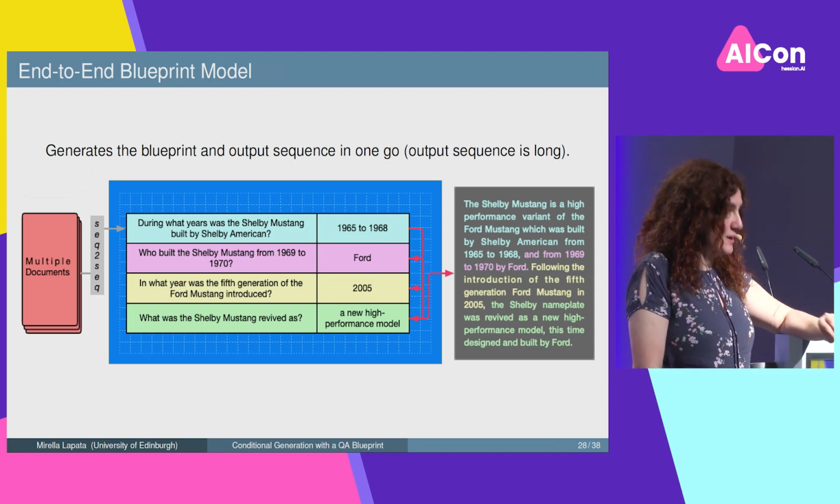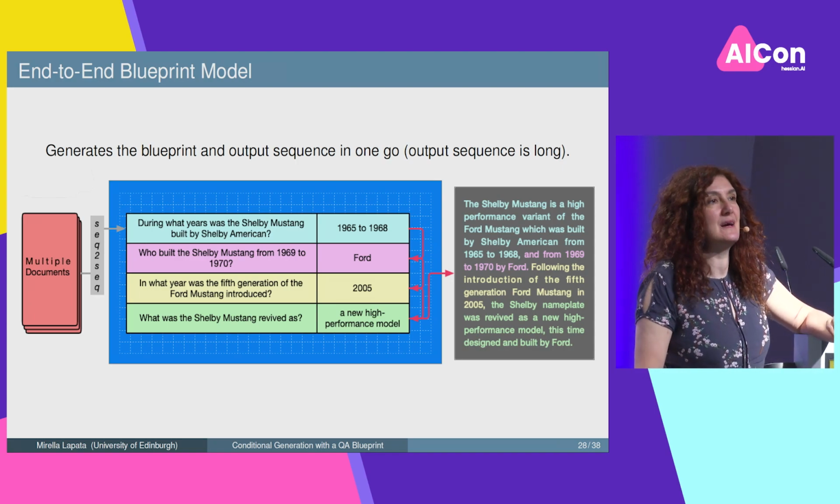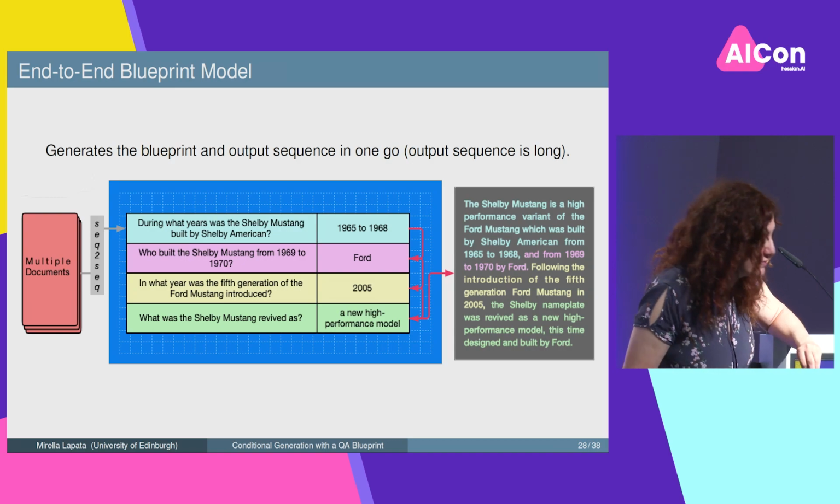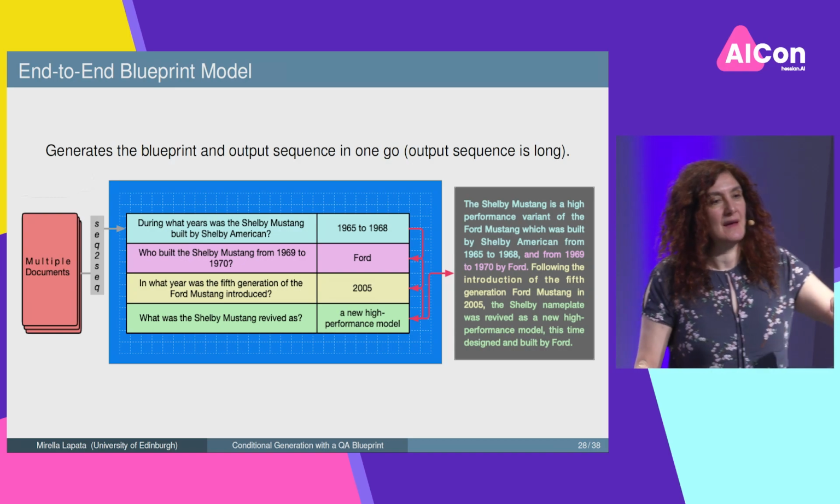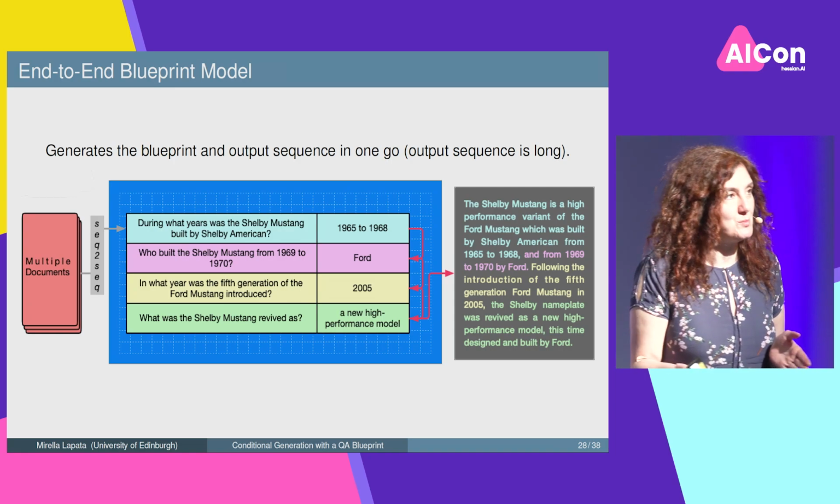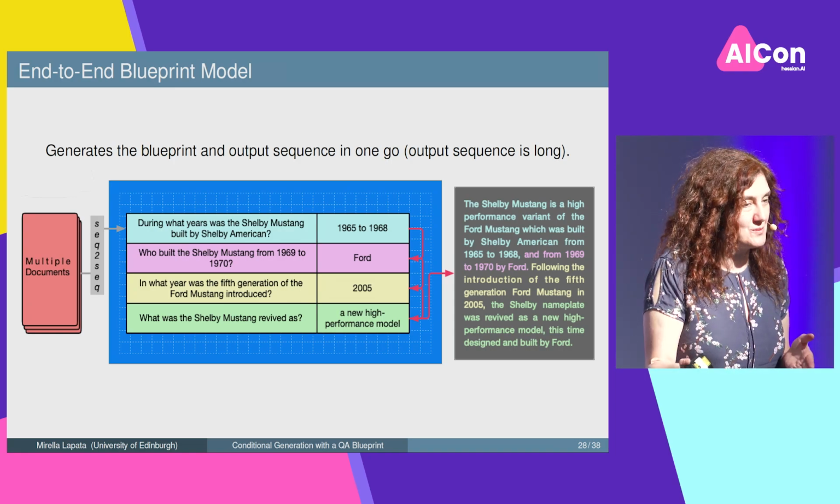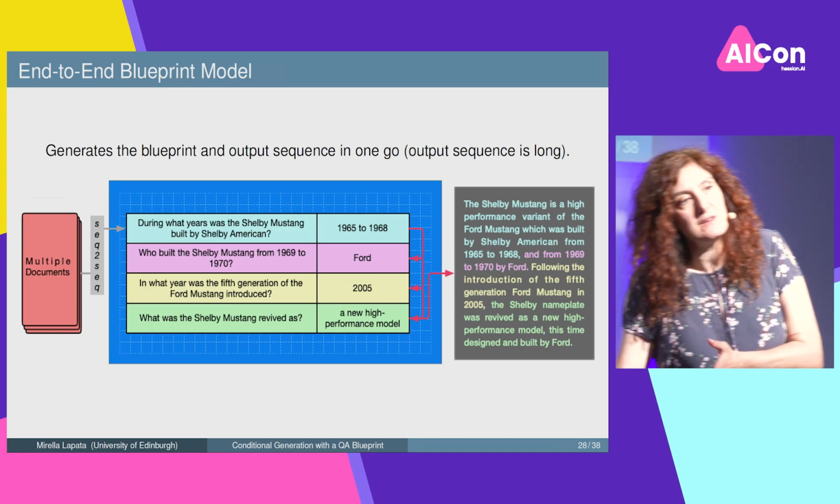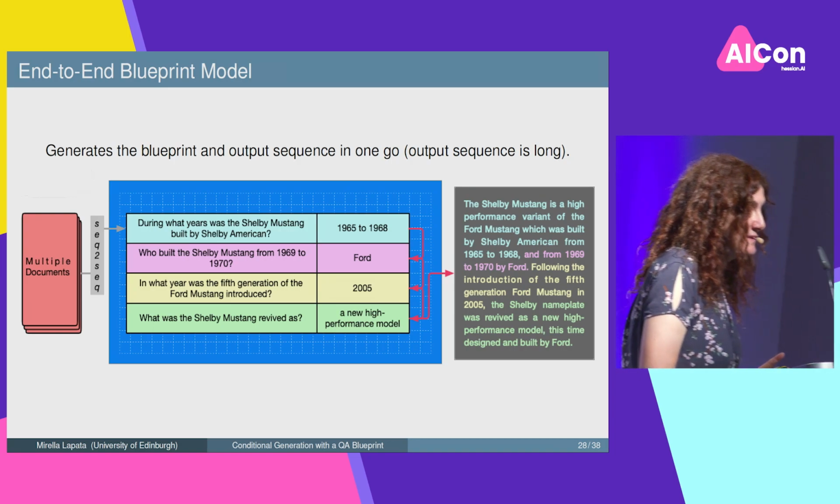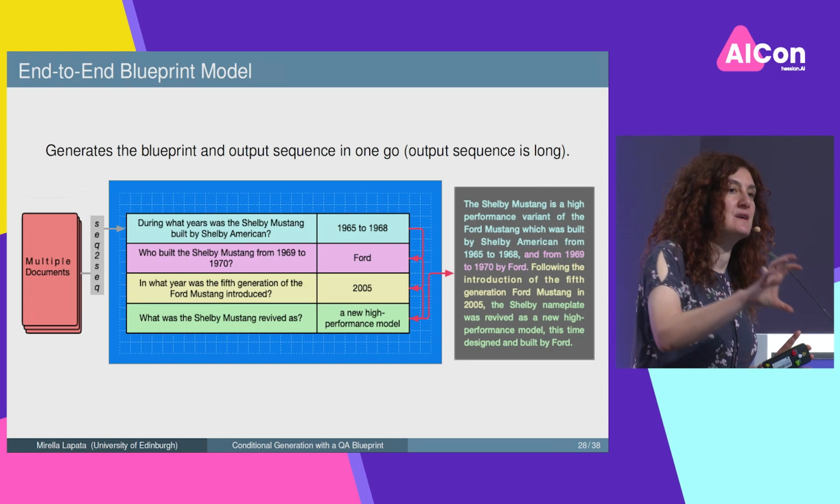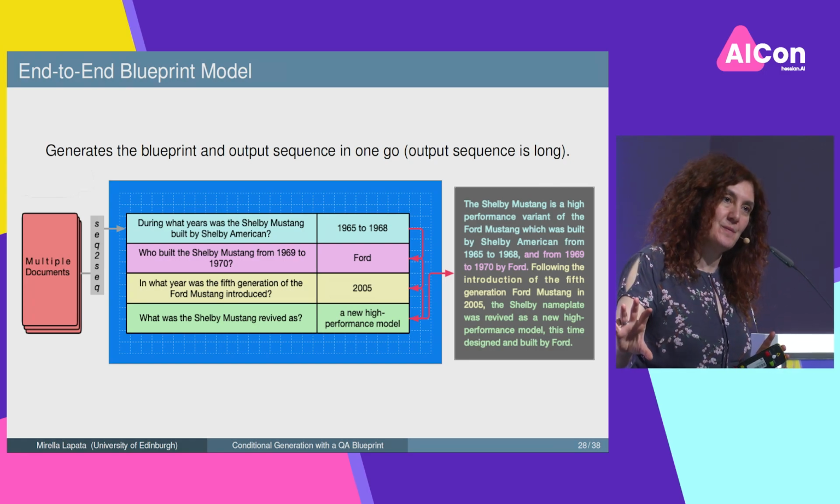So we have our input, our encoder encodes the documents, and the decoder then will do the following thing. It will first generate the plan, question-answer pairs, and then it will move on to generate the summary based on the plan. So the blueprint is part of the output.